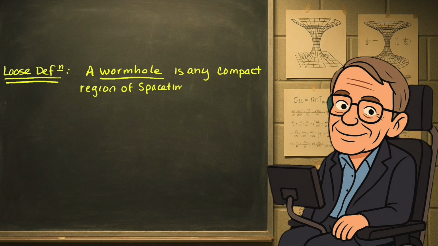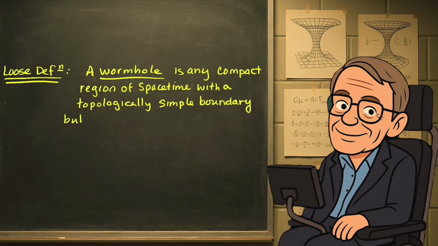Given a loose definition, a wormhole is a compact region of spacetime with a topologically simple boundary, but a topologically non-trivial interior.